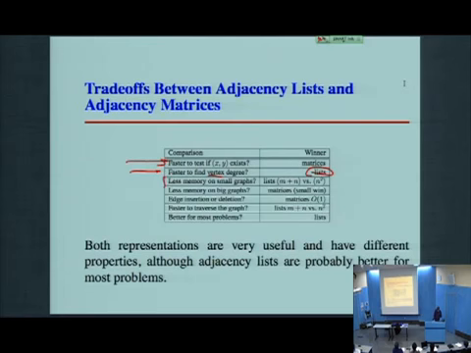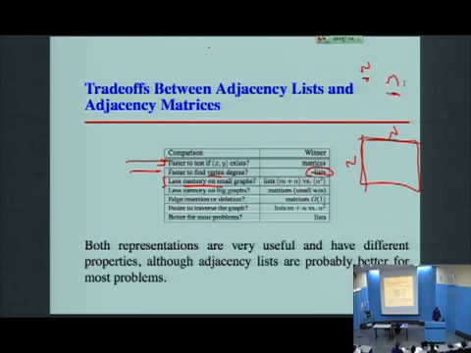Which uses less memory on sparse graphs? If I have a graph with n vertices and m edges, how much space does it take for an adjacency matrix? If I want to represent this graph with n vertices, I have an n by n adjacency matrix. How much space does it take? N squared, right? Even if nobody's friends, it's n squared, right?